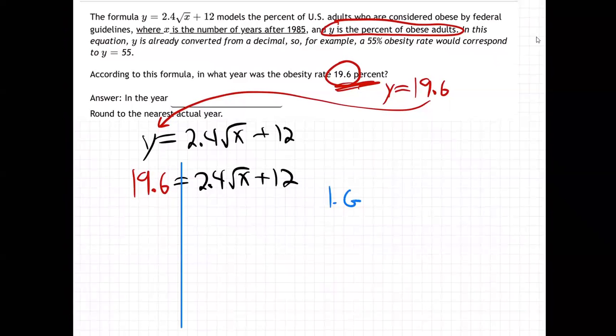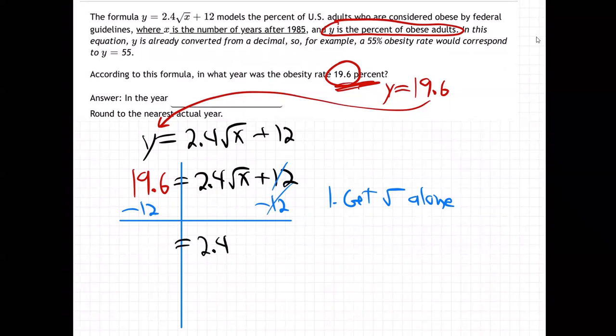Step number one, we have to get the root alone. So we get the root alone. We subtract 12 from both sides. Boom and a boom. That's going to be what? 7.6 over there. Okay, and now we're still going. We haven't got the root alone yet. Divide by the 2.4. Like that.